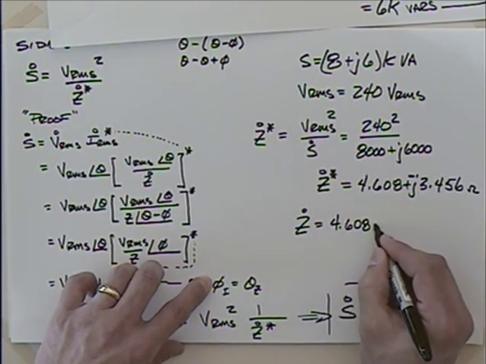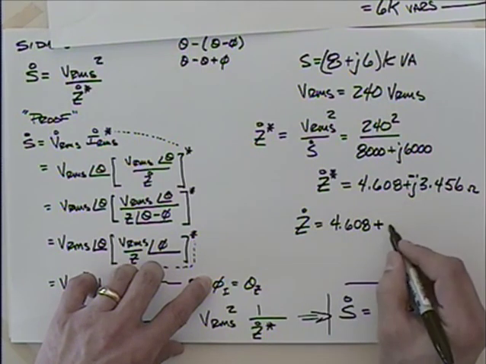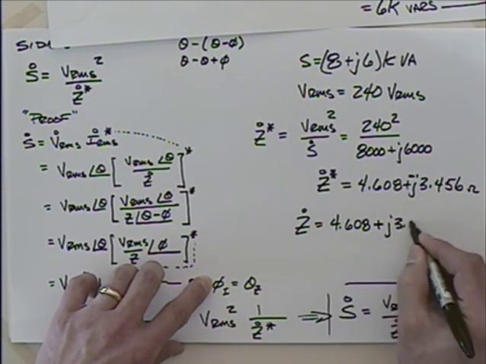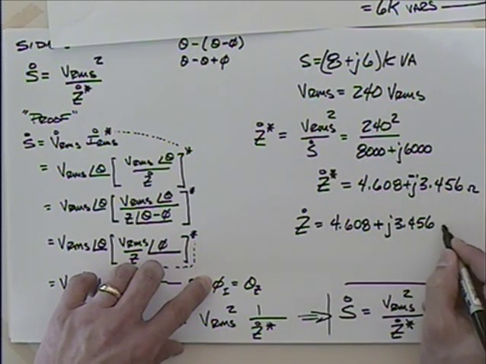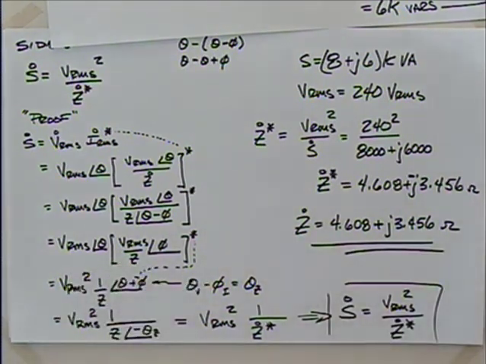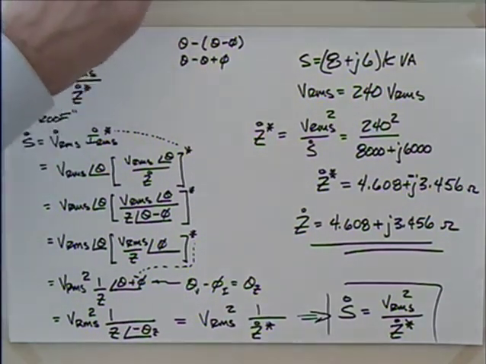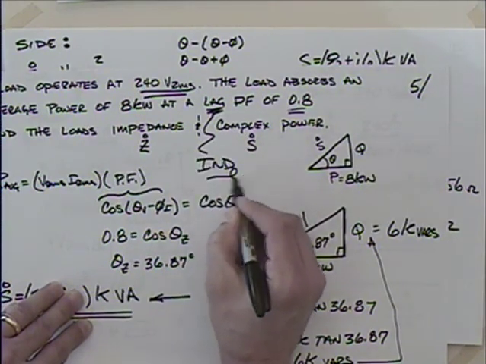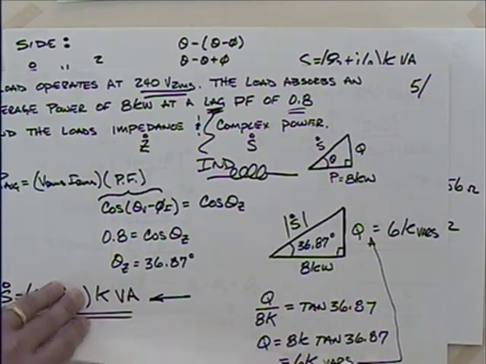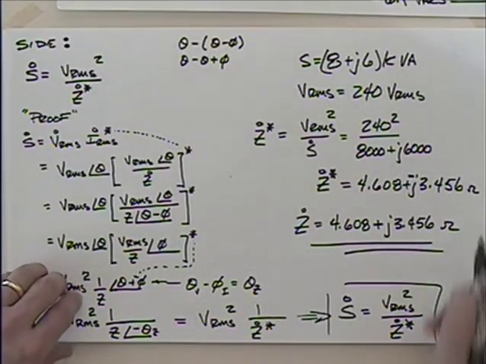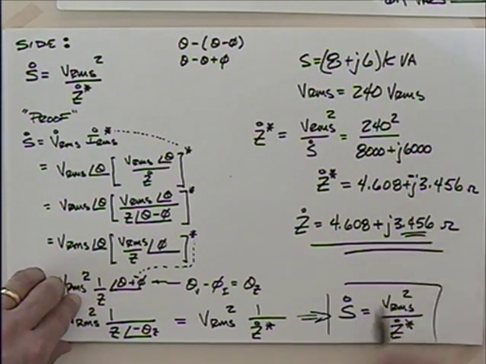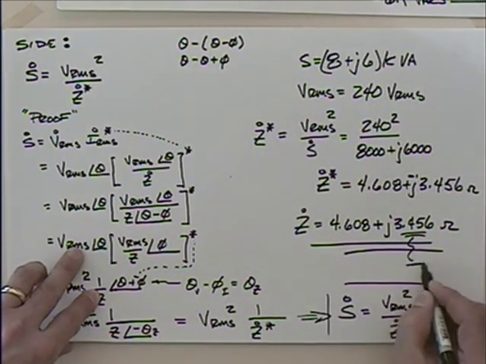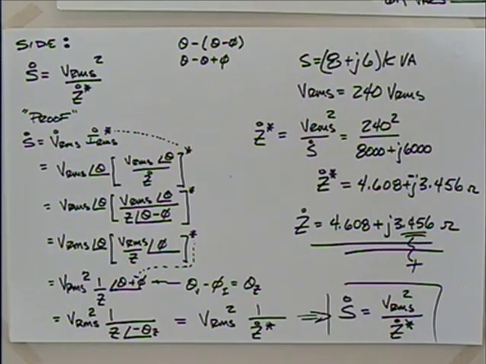4.608 plus, because I switched the sign on that, plus J 3.456 ohms. How did I know that I had a problem there? It's because if a lagging power factor, when you see lagging power factor, what do you think? Inductive, right? Lagging power factor is inductive. So what are we going to expect this value over here to be? Got to be positive, doesn't it, if it's inductive? Okay, so that's how I knew that I was off by one step there.